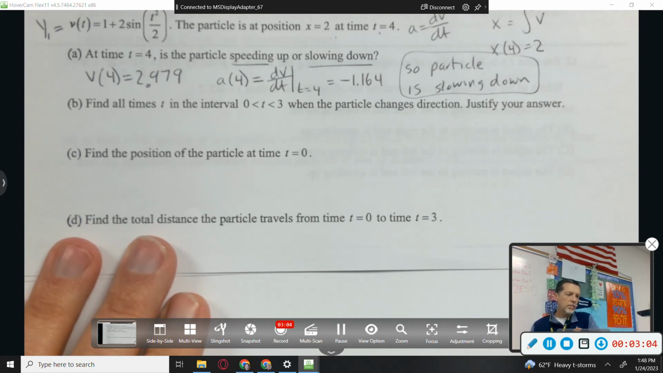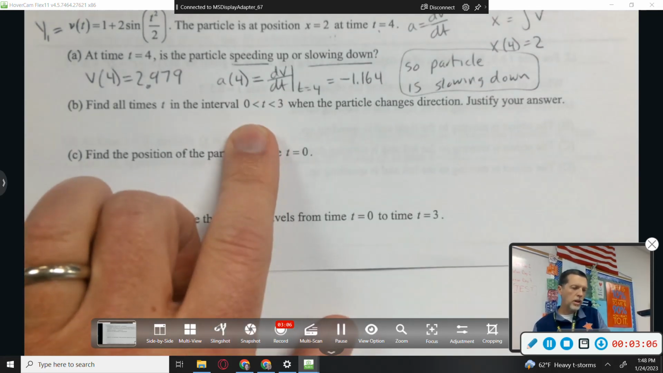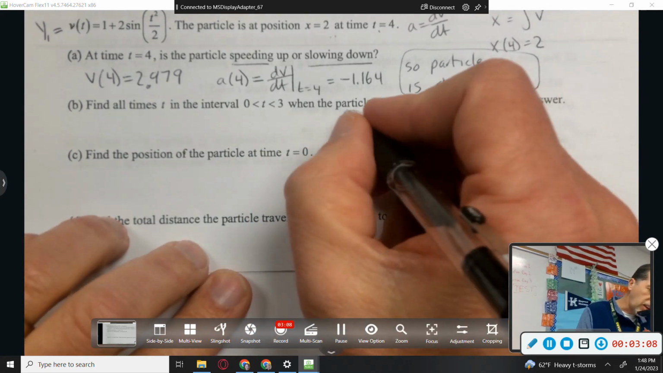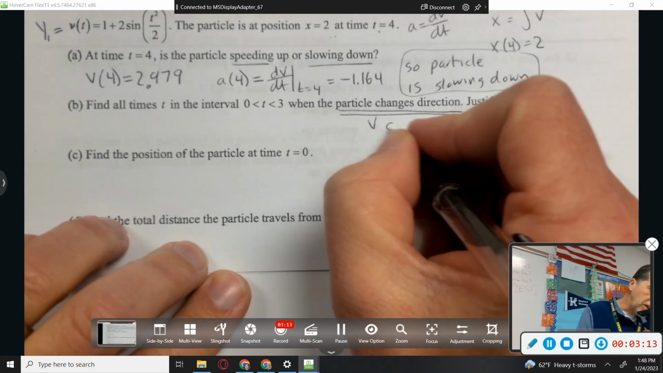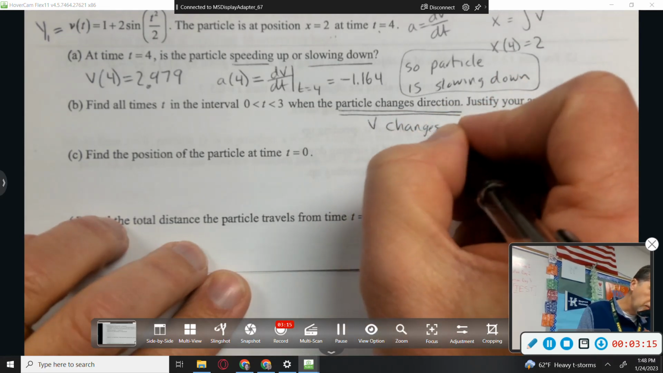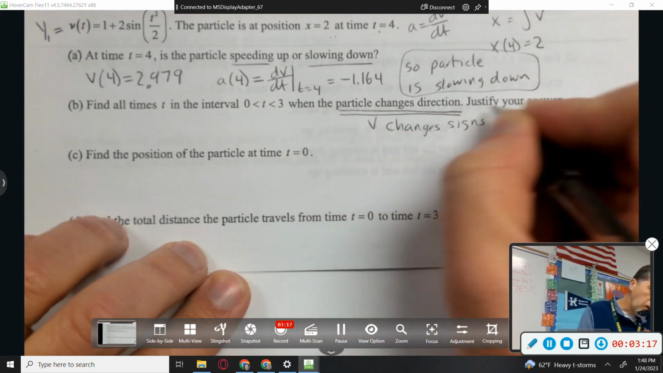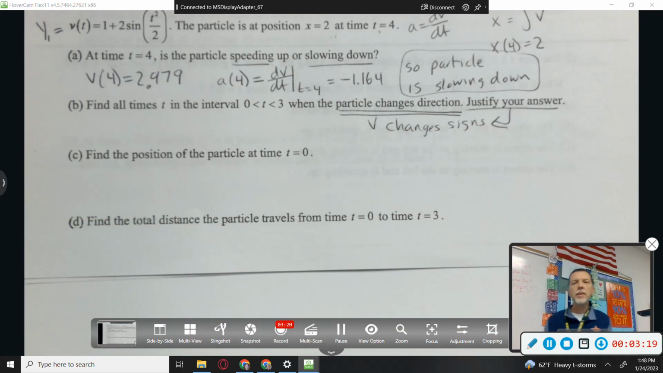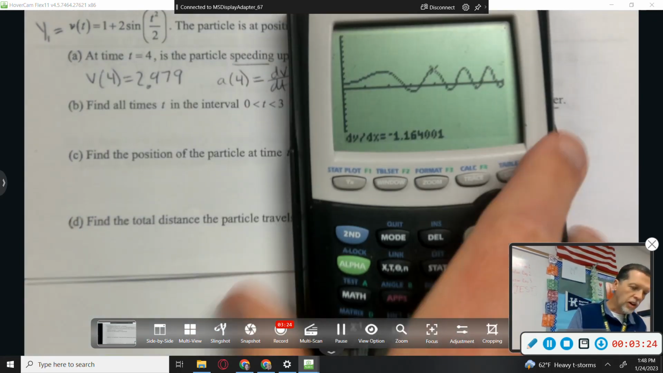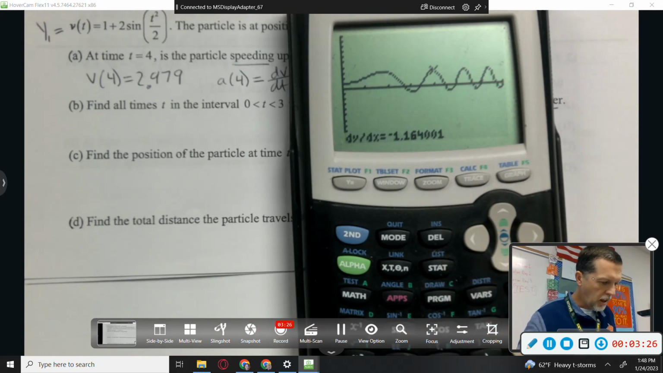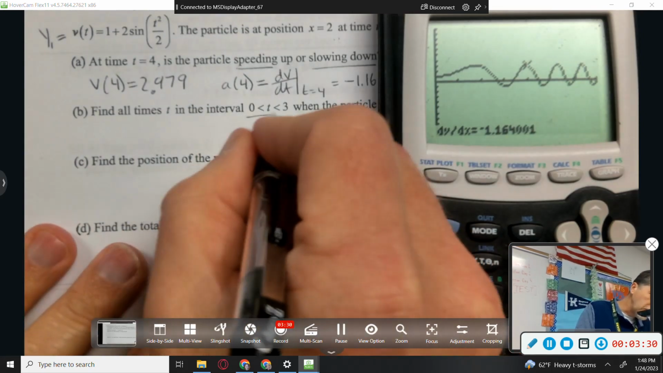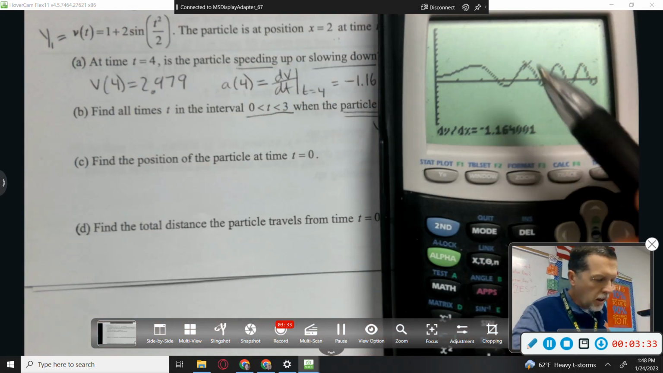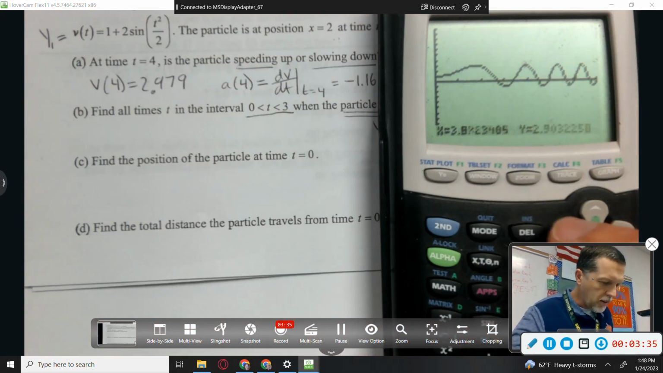Find all times t between 0 and 3 when the particle changes direction. We saw this a minute ago. Particle changes direction, that would mean V changes signs. Oh, there's justify your answer. I just did that. V changes signs would be the particle changing direction. I've got a graph of V, and it looks like it changes signs. I need to be careful because I'm only looking from 0 to 3. It looks like it's only once.